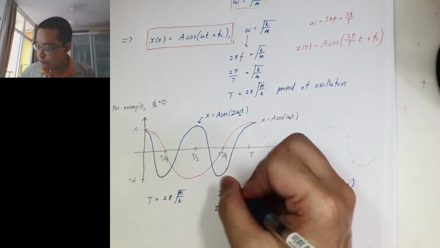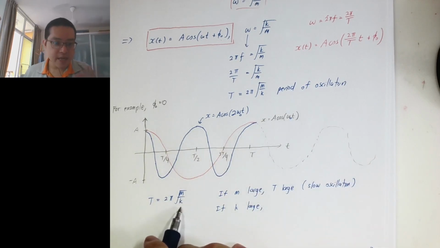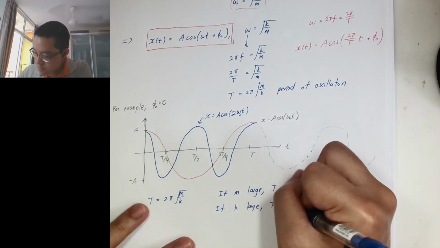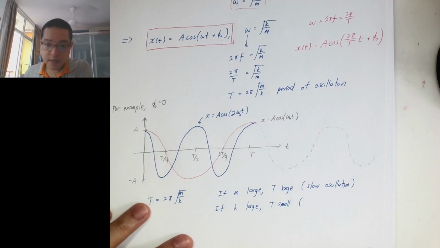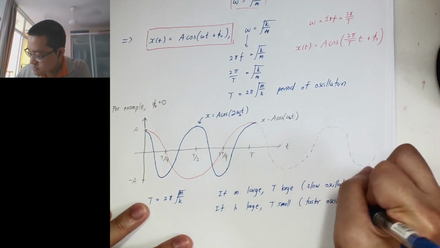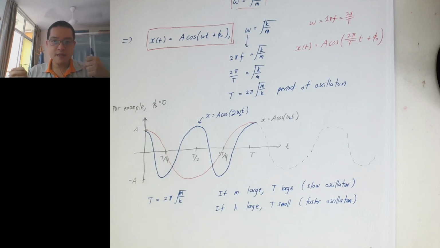If k is large, this is dividing by k. So if k is a large number, then the square root of 1 over k is a smaller number, so T becomes small. A small period means higher frequency, and higher frequency means faster oscillation. What does a large k mean? The k means the strength of your spring. A larger k means the spring is very tight, a stronger spring, so it will pull back faster and make it oscillate faster.